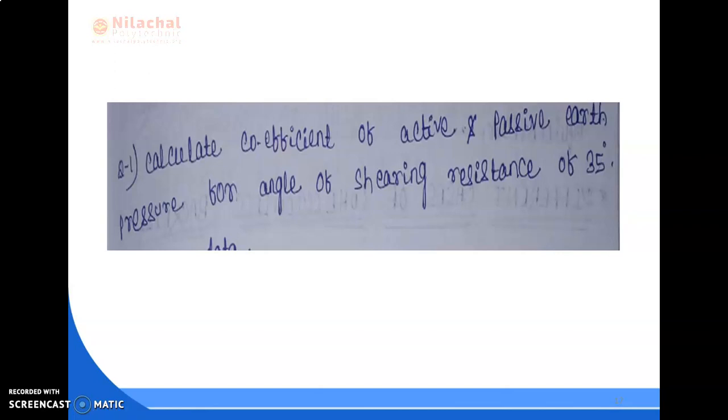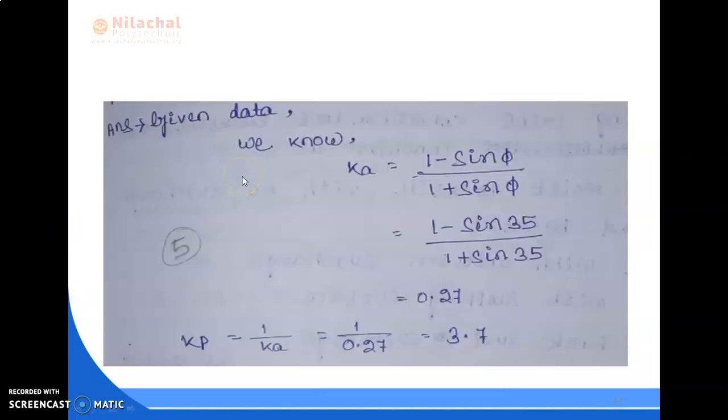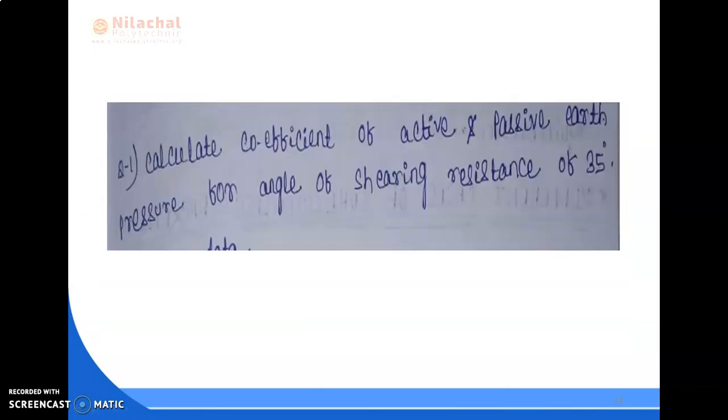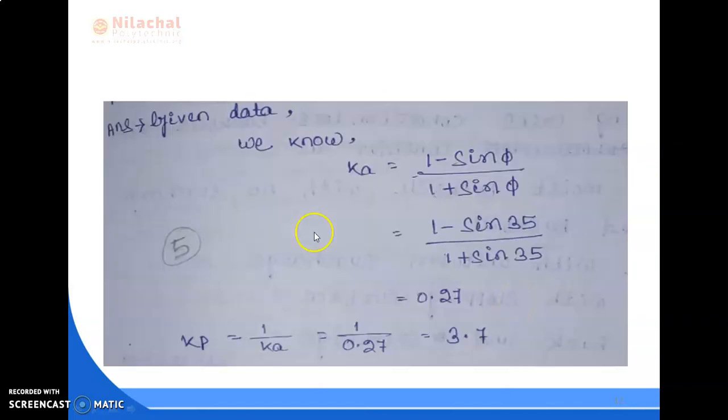Let us solve a problem. Write down: calculate the coefficient of active and passive earth pressure for an angle of shearing resistance of 35 degrees. Here it is given only the shearing resistance, or phi equal to 35 degrees. So, let us solve it.